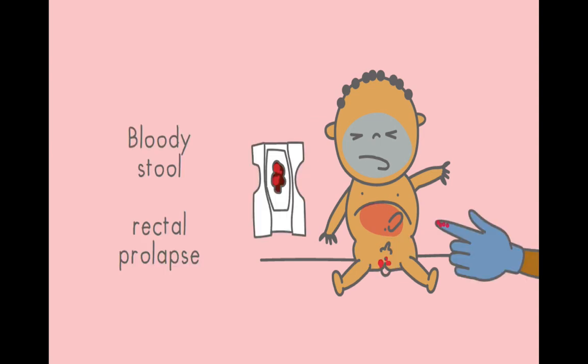PR examination can reveal a mass, blood on the glove, and in extreme cases, the intussusceptum may even prolapse out of the rectum.